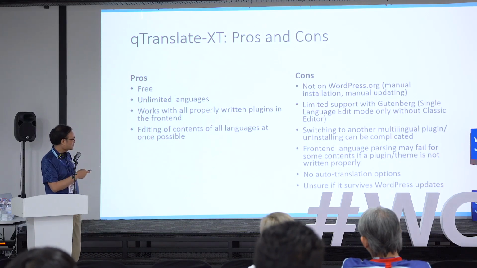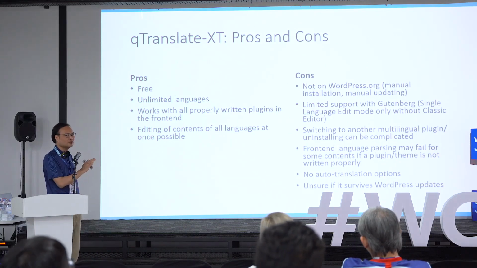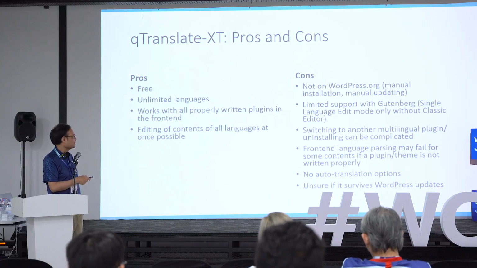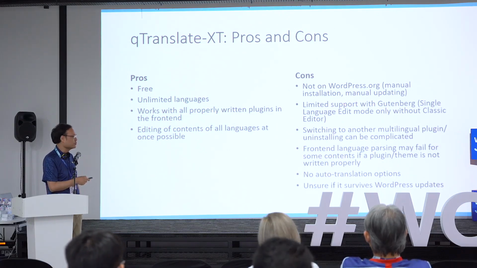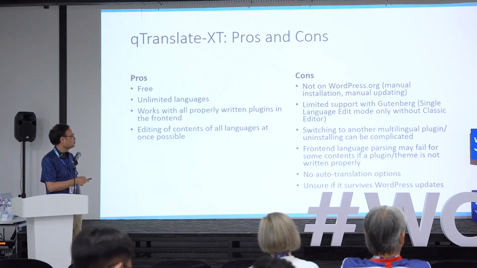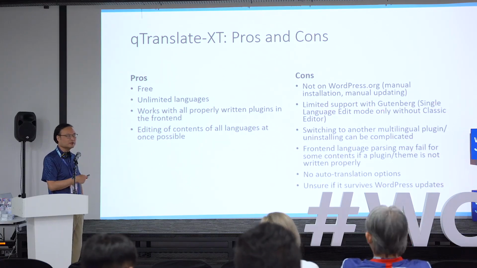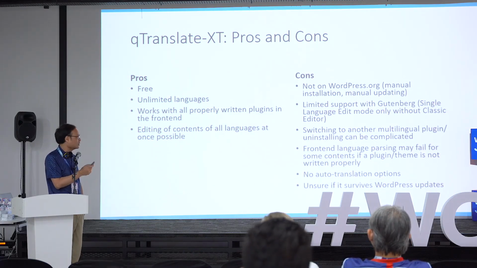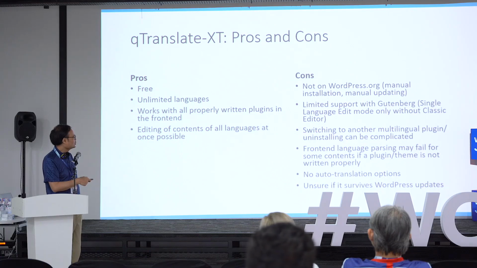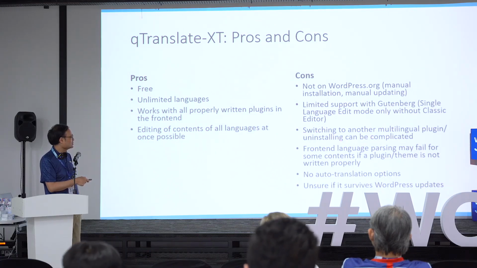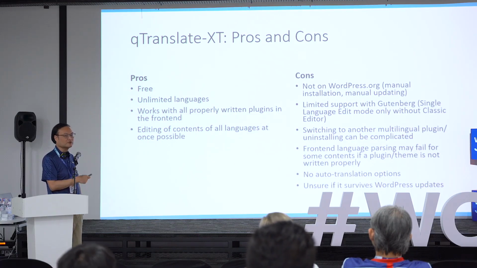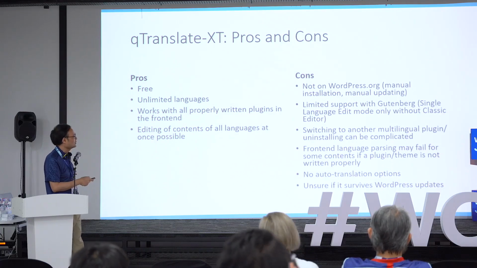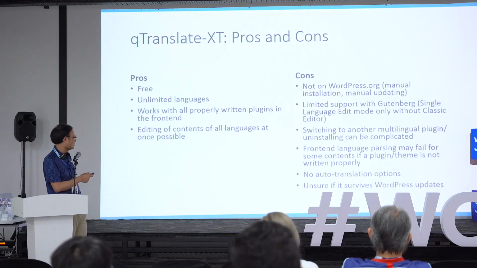Well, a little bit about the cons. Well, the list is long, but actually I think all of them are quite minor. First thing is that it's not on WordPress.org, so installation and updating becomes manual. And then there is limited support with Gutenberg, but it's not a problem of QTranslate XD alone. If you have used Translate Press, you also see the same problem. Switching to another multilingual plugin and uninstalling can be complicated because you have all the languages put together. And so if you want to use another multilingual plugin, it can be a little bit of a pain.